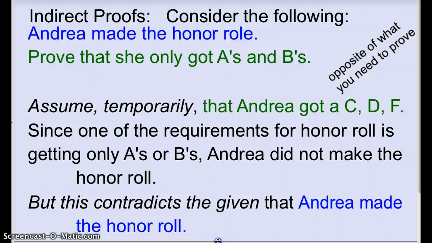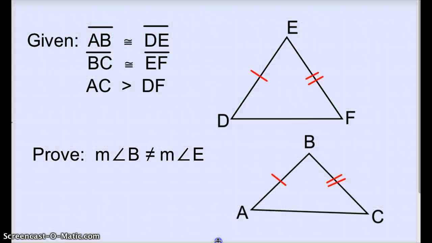That was a proof done with words or a conditional statement. What we're going to do now is work with a geometric indirect proof. Take a look at these two triangles. You're given that AB and DE are congruent. You're given that BC is congruent to EF. And you're also told that segment AC is greater in length than segment DF. What you want to prove is that the measure of angle B is not equal to the measure of angle E.